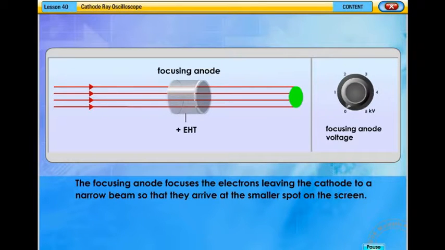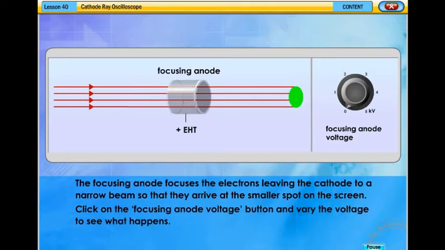The focusing anode focuses the electrons leaving the cathode to a narrow beam, so that they arrive at a smaller spot on the screen. Click on the Focusing Anode Voltage button and vary the voltage to see what happens.